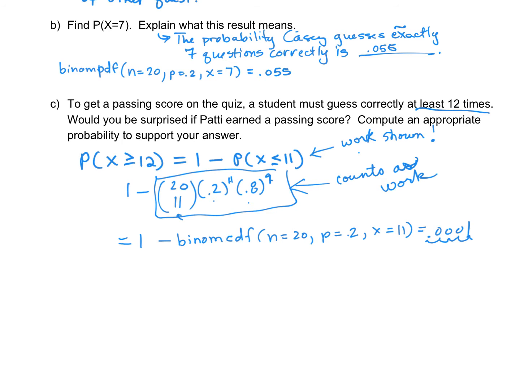1.01, which isn't right. Let me think about how you can fix that. Binomial CDF, trials 20, p 0.2, and 11. E negative 4. And then you do 1 minus that. 1 minus answer. Enter.